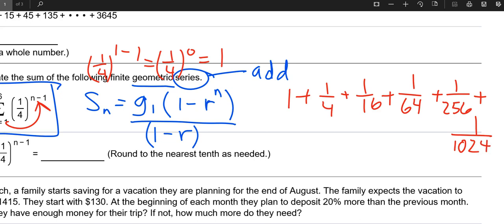I would not expect you to know those 6 numbers. But those are the 6 numbers we're adding together. We're going to use the formula. You won't get any credit if you write out all 6 numbers and add them together. You will need to use the formula.